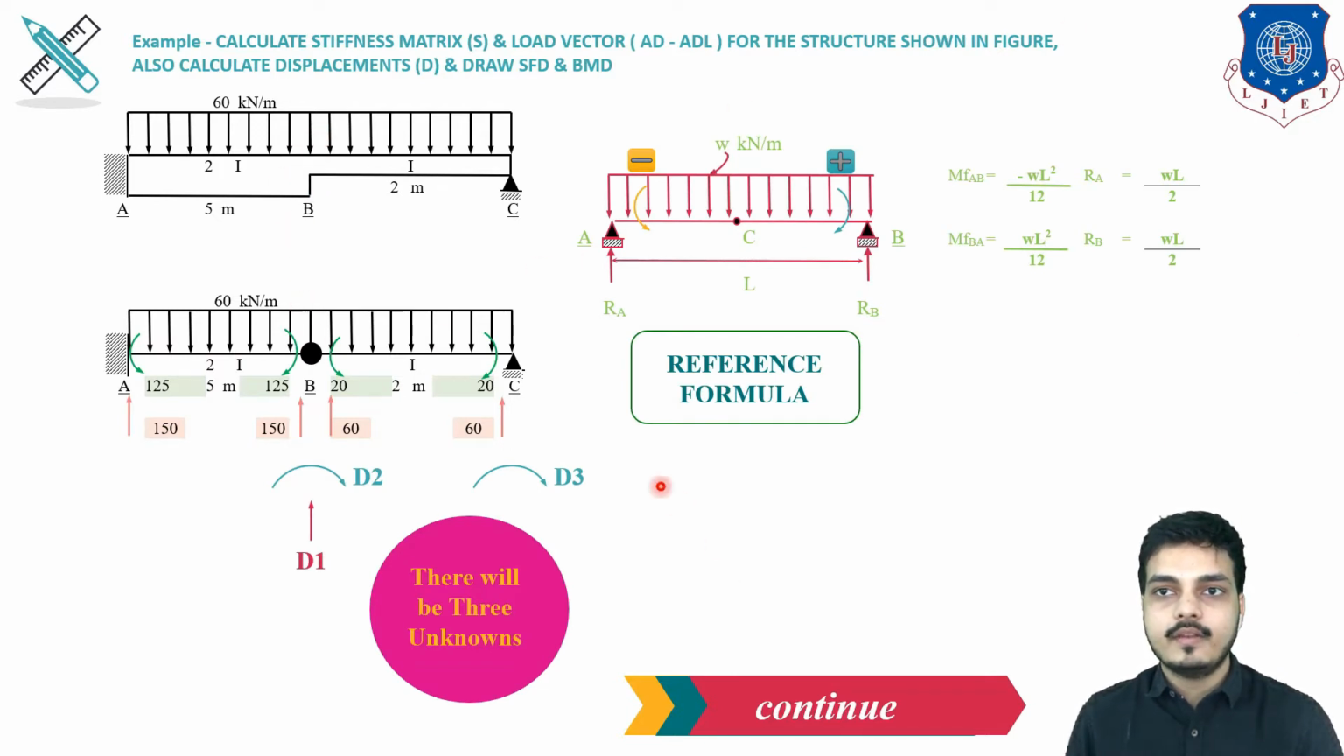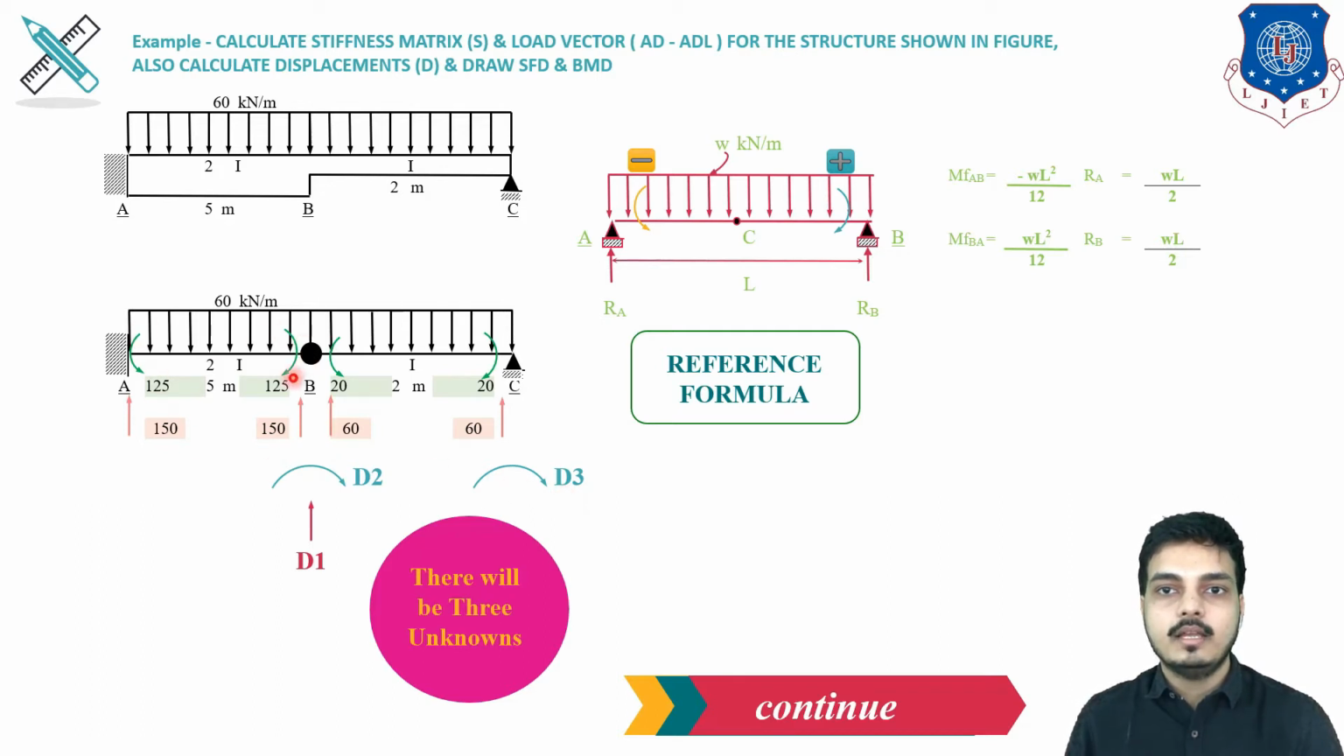Now this is just a reference formula, but look, this B joint is my pin joint. So there will be two unknowns over here. One is the vertical unknown, which is D1, and another is D2, which is the moment unknown. At C, only the moment is unknown, which is D3. Actually, where no support is given, there would be three unknowns: vertical, horizontal and moment. But in a beam we neglect the horizontal reaction, so there will be only two unknowns at this point and only one unknown at C, which is moment.